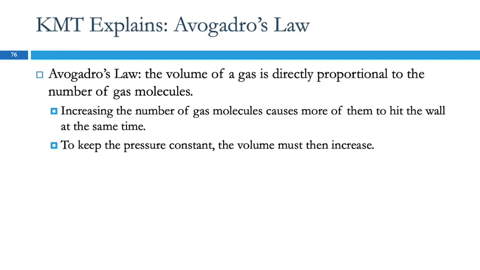Avogadro's law, the volume of a gas is directly proportional to the number of gas molecules. Again, constant pressure, constant temperature. So if we put more gas molecules in, then more of them are going to be hitting the walls of the container. That makes sense. So if we're trying to maintain a constant pressure, we'll have to allow the container to expand to keep the pressure the same. Any questions about those?